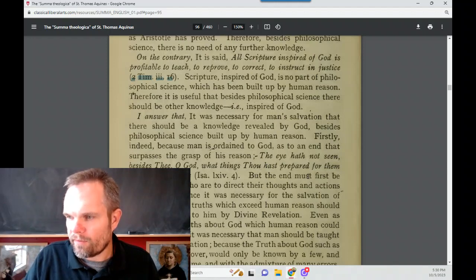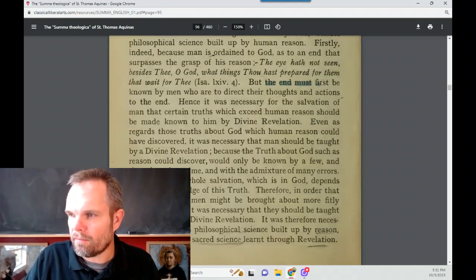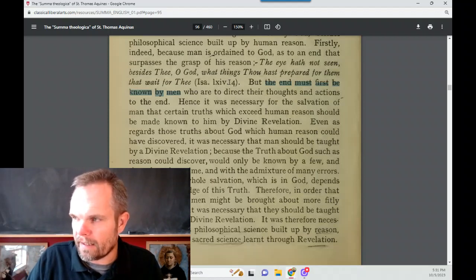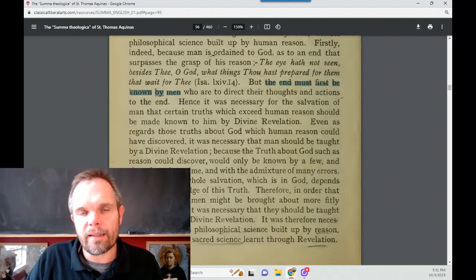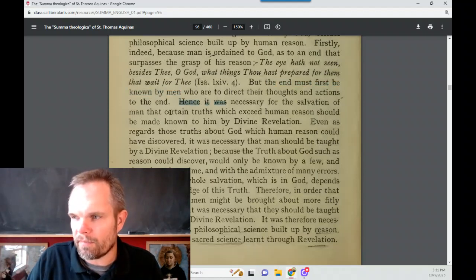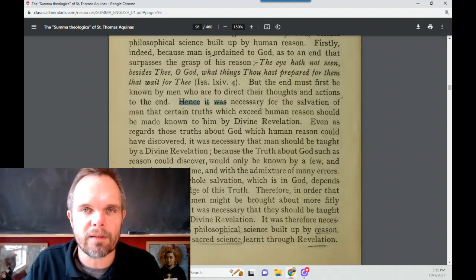"The end must first be known by men who are to direct their thoughts and actions to that end. Hence it was necessary." Notice the word hence means therefore, and comes after another reason. He says here, the end must be known by men. There's another starting principle. We have to know the end in order to direct our thoughts and actions to it. We can't know that end by philosophy alone, and therefore there's a necessity for divine revelation. "Hence, it was necessary for the salvation of man that certain truths which exceed human reason should be made known to him by divine revelation."